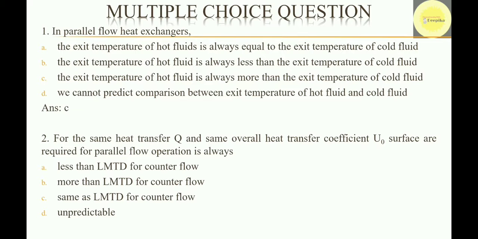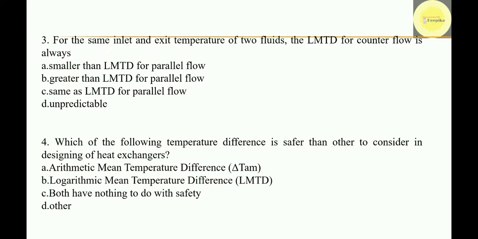So the second question is, for the same heat transfer Q and same overall heat transfer coefficient, that is U0, the surface area required for parallel flow operation is always option A, less than LMTD for counterflow, B, more than LMTD for counterflow, C, same as LMTD for counterflow, D, unpredictable. So here LMTD is the logarithmic mean temperature difference. So the answer is B, that is more than logarithmic mean temperature difference of counterflow.